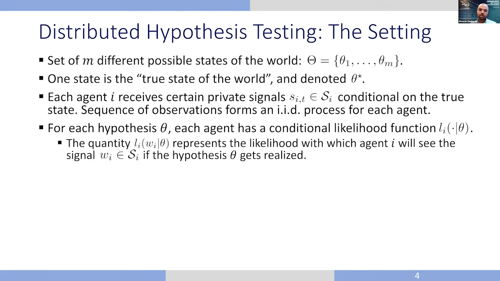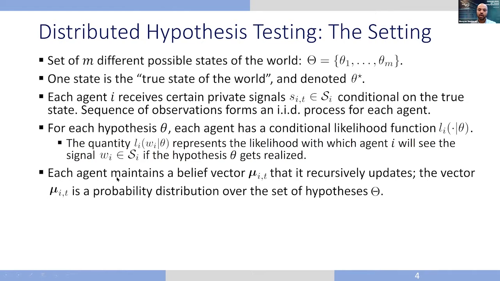And the agents are going to want to leverage this information about the distribution of types of signals that they see to cooperatively learn what theta star is. The idea in these classes of problems is that each agent maintains a belief vector, which is a probability distribution over all the states, denoted mu i of t. So agent i's belief over the states at time t is mu i of t. It could be something like, hey, I think it's 10% theta 1, 30% theta 2, 70% theta 3.